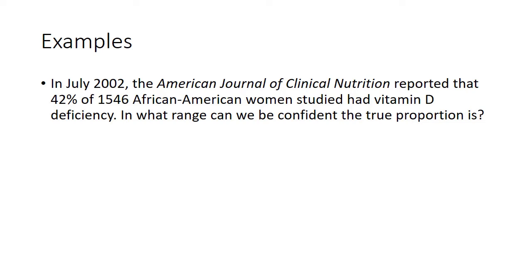So we only have 1 sample here, right? 42% of the 1,546 African American women. So we are 1 sample. And it's asking in what range can we be confident the true proportion is. So we're not asked to compare this to a different value. We're just asked what the true value might be. That means this will be a 1 proportion confidence interval.